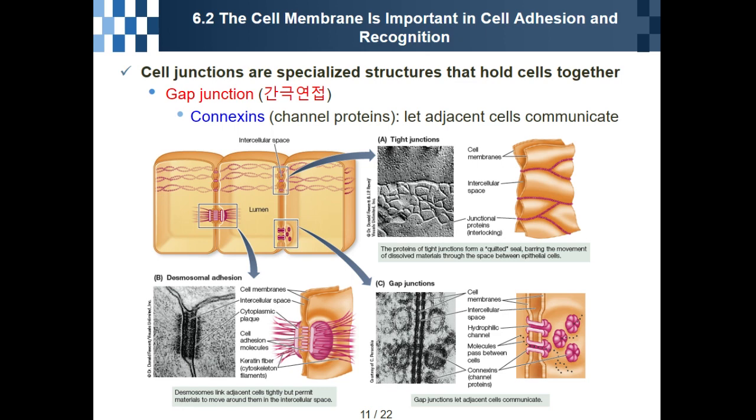So last year there was a question: what was the protein name which plays an important role in gap junction? The name is connexin. Okay. You can write it down in Korean or in English. Either way is fine.